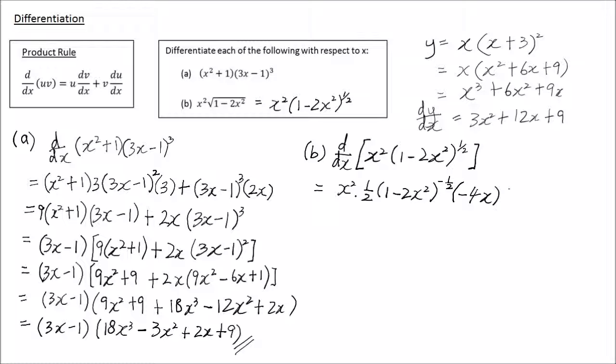Now plus this bracket, leave it alone. Now differentiate this expression, there is the u here. We are differentiating du dx. In other words, differentiating the x squared will give us 2x.